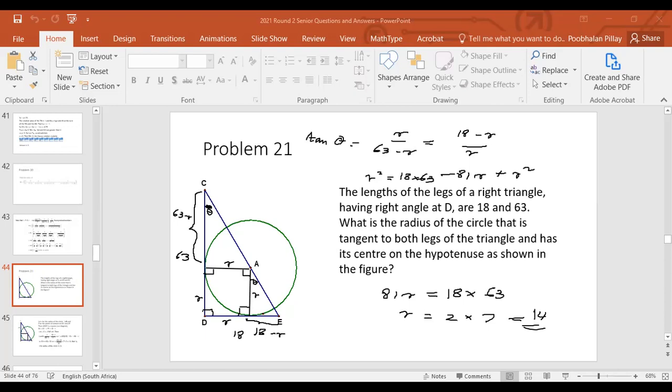All right, so here we have a nice problem in geometry, which wasn't too difficult, I think. Let's just pause. How many of you got R equals the radius to be 14?